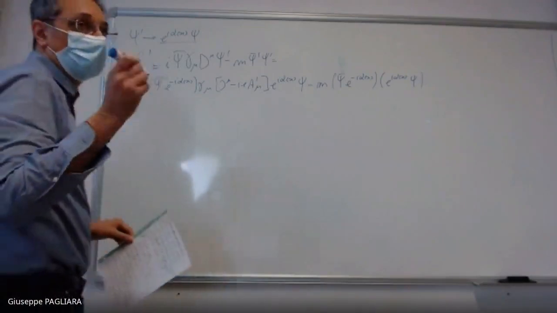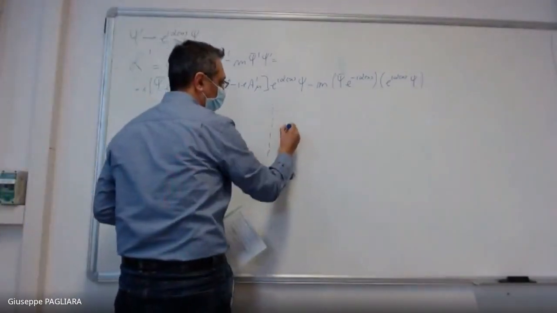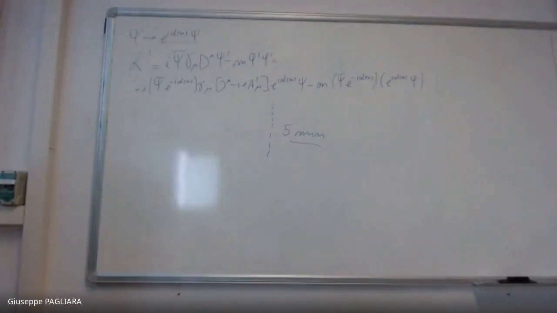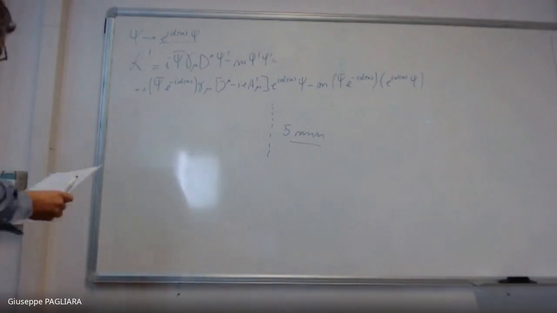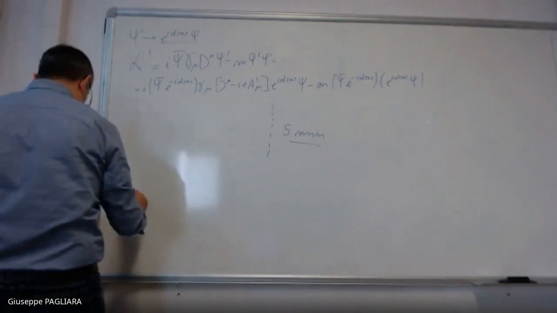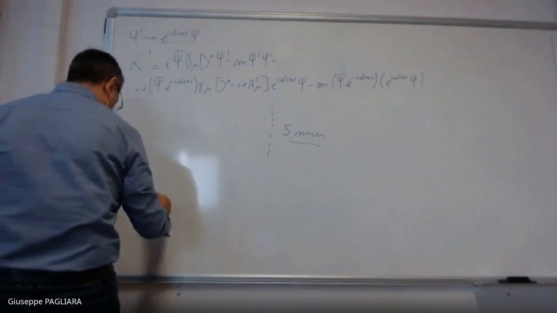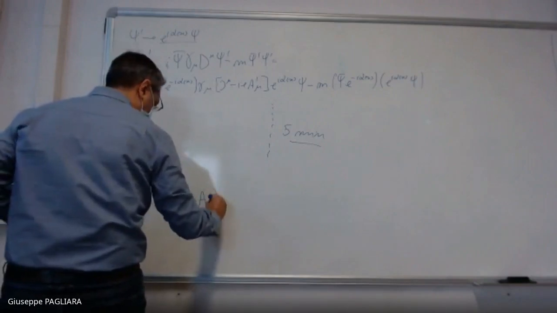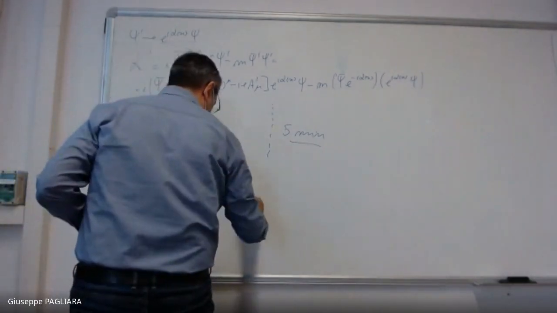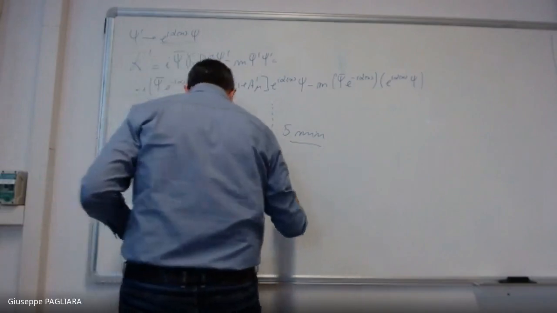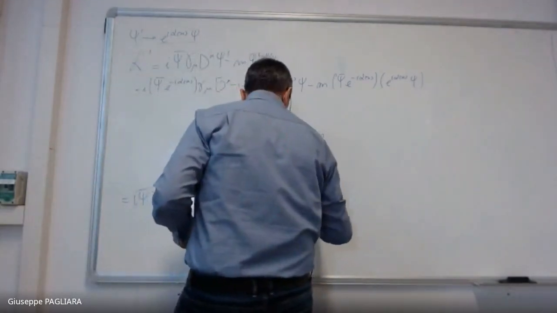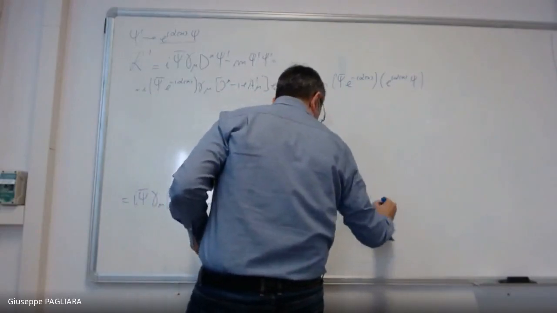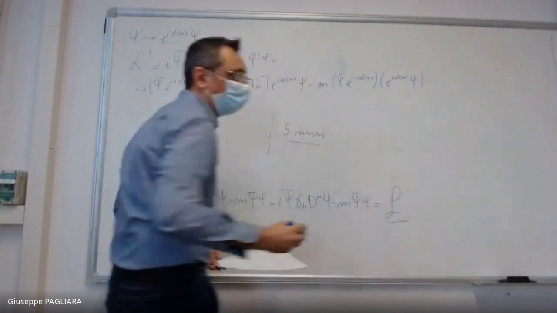Now, you will continue as an exercise. It will take 5 minutes of bare algebra, okay? And after this, you will find that you get i psi bar gamma mu, partial mu minus i e A mu, psi minus m psi bar psi, which is i psi bar gamma mu covariant derivative psi minus m psi bar psi, which is indeed our untransformed Lagrangian.